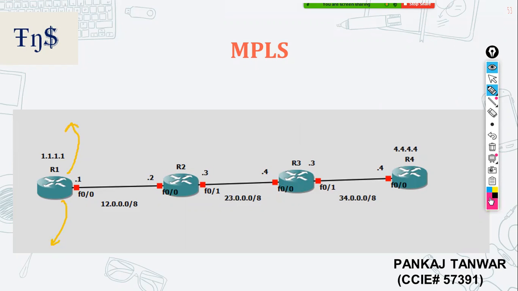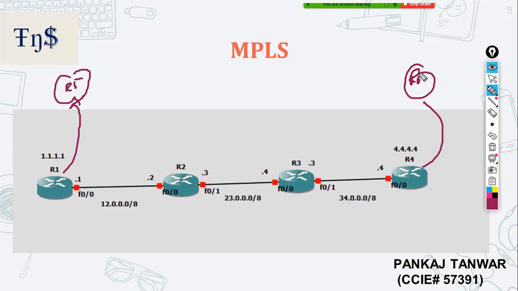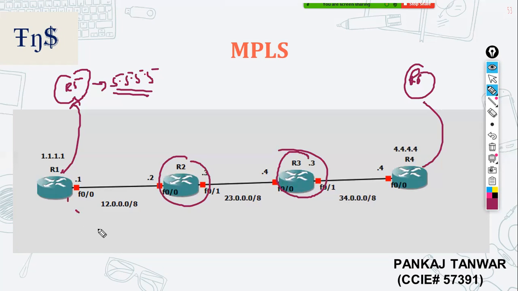Let me change the color of the pen. Okay, and so you have connected let's say some device here. Let's say it is R5, and at R4 you have connected R6. So now let's say you advertise something from R5 to R1. Okay, let's say you advertise some route, let's say 5.5.5.5. So now this 5.5.5.5 route will not be present on the transit devices. It will be present only on the edge devices, like this.